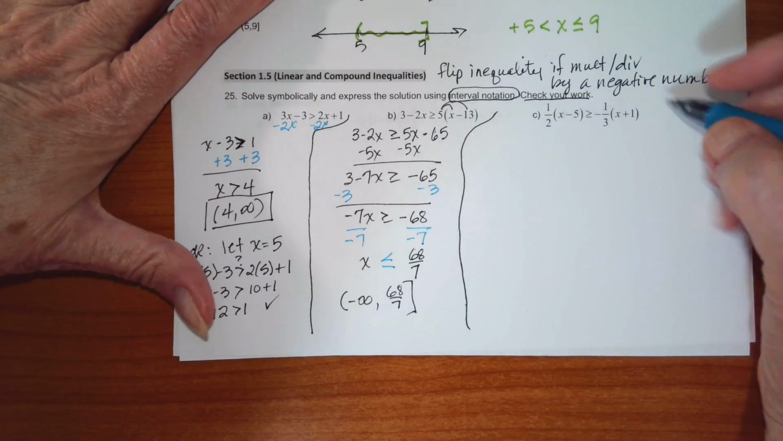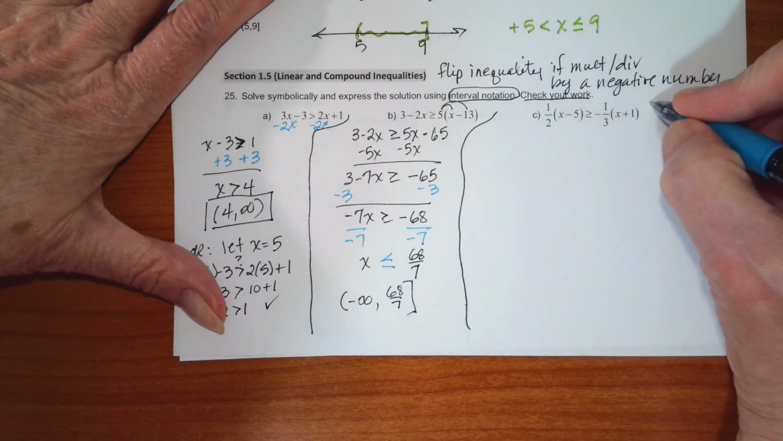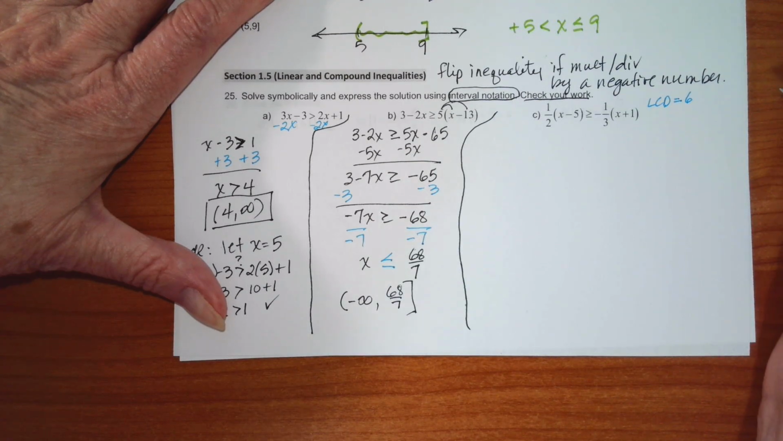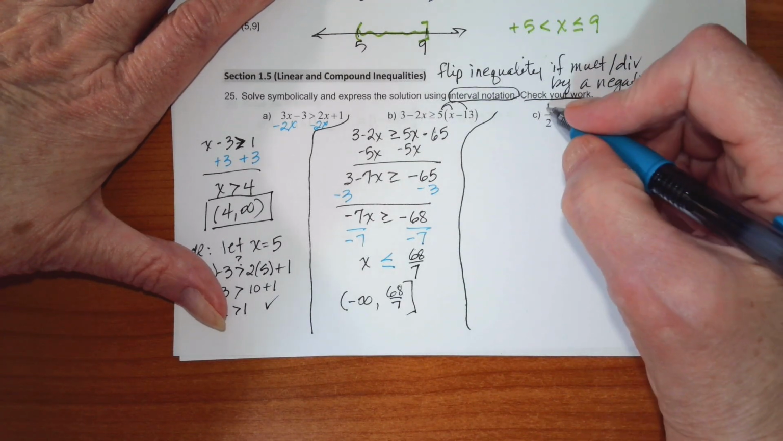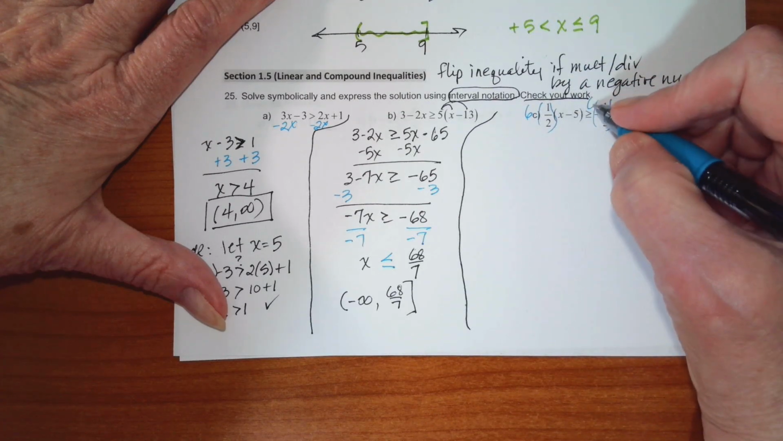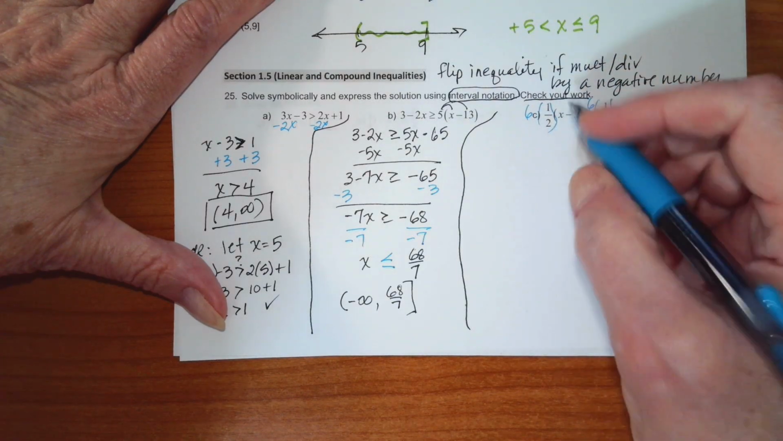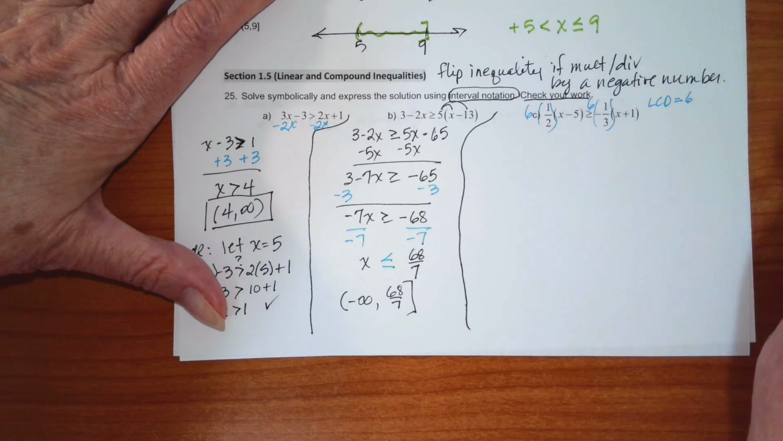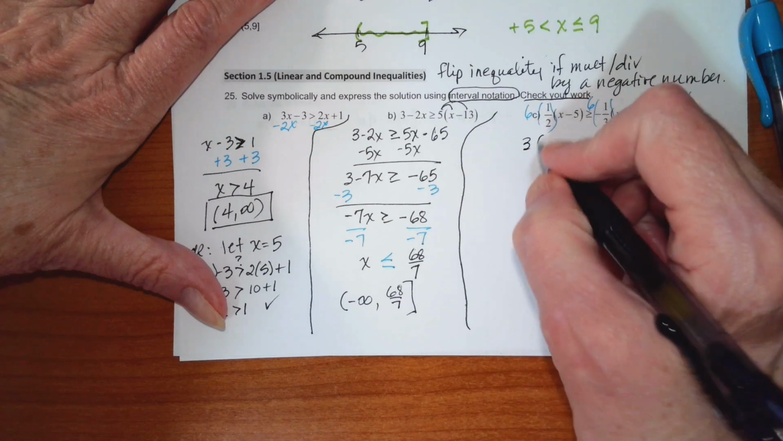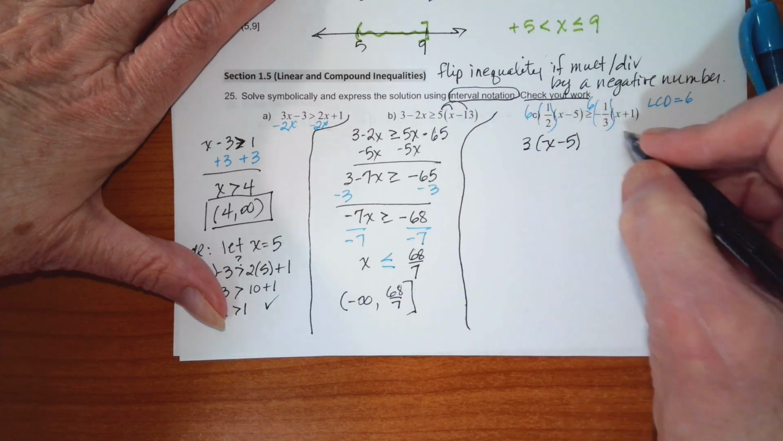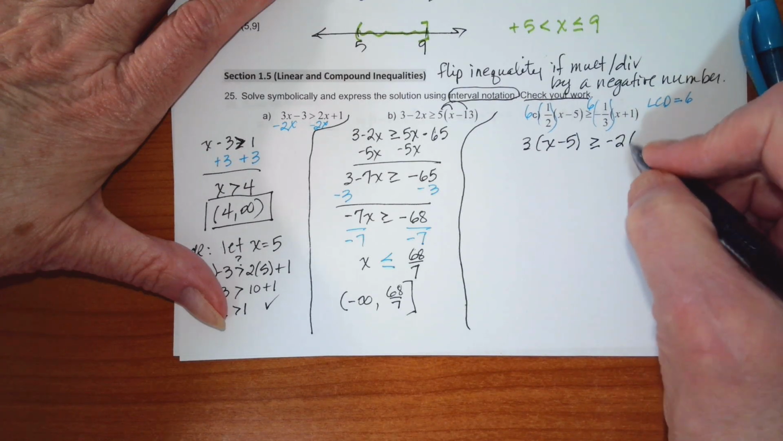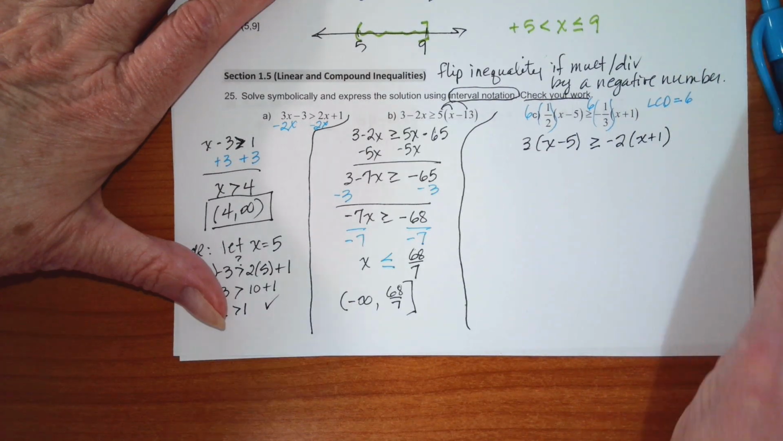Okay, you want to get rid of the fractions, so you look at the least common denominator. The least common denominator is 6. So I'm going to multiply this by 6 and this by 6. So 6 times 1/2 gives me 3 times x minus 5 is greater than or equal to negative 2 times x plus 1.